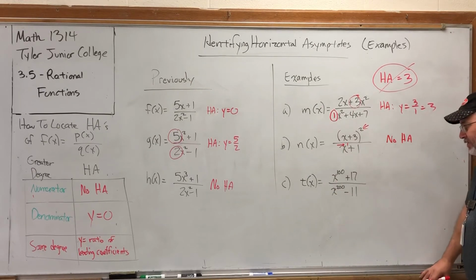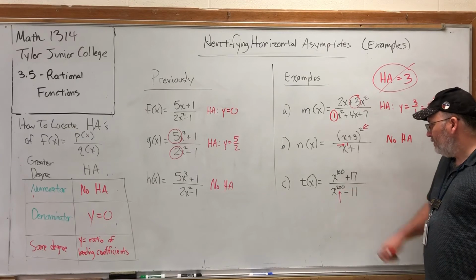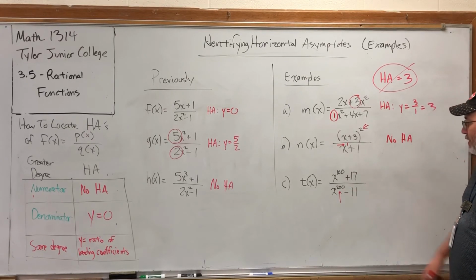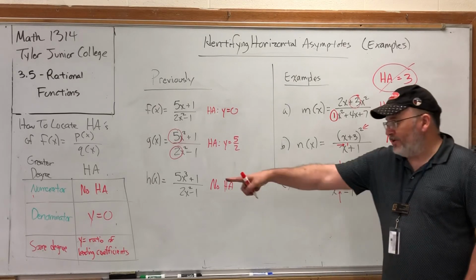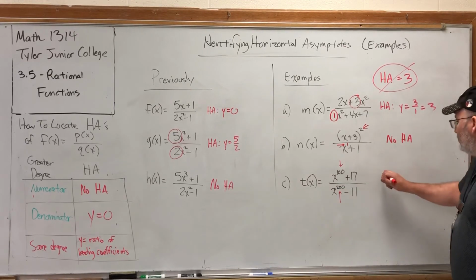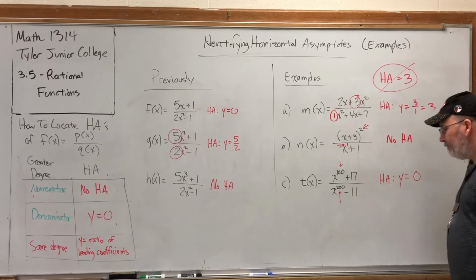T of x isn't really tricky at all. I just threw some large powers in it. Who has the greater degree? Answer is the denominator. The degree in the denominator is 200. The degree in the numerator is only 100. When the denominator has the greater degree, the horizontal asymptote is always y equals 0.